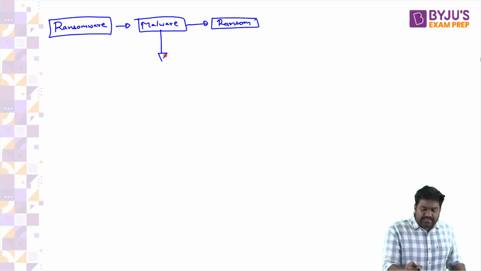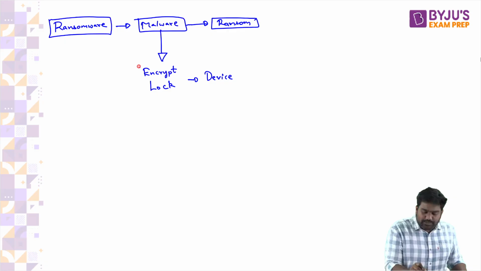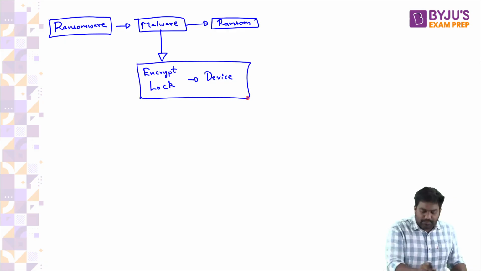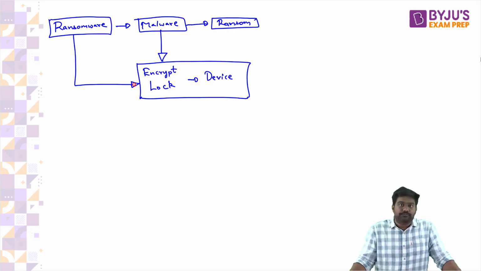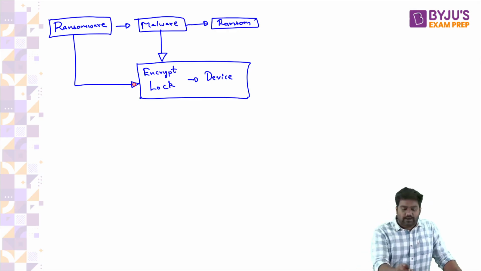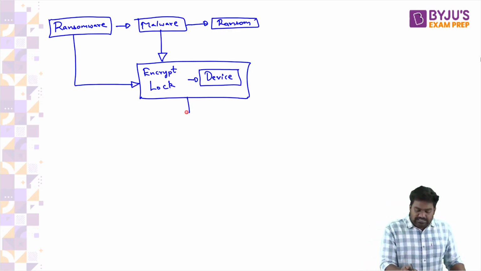These ransomwares are designed to encrypt and lock your device. The device which is infected with a ransomware gets locked up with an extremely high level of encryption. All the data gets encrypted. You'll be locked out of your system. You cannot access your device at any cost. And once the system is encrypted and locked, you will just see a message on the screen.